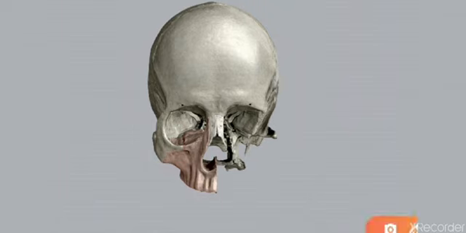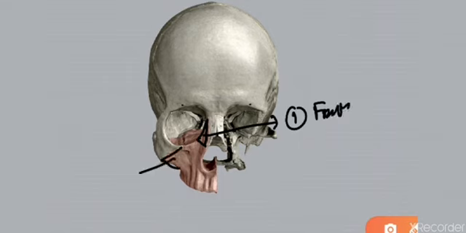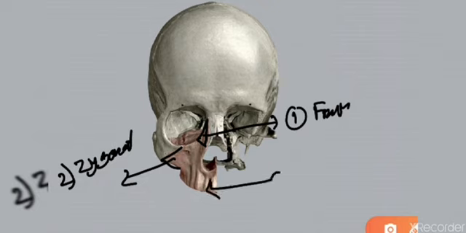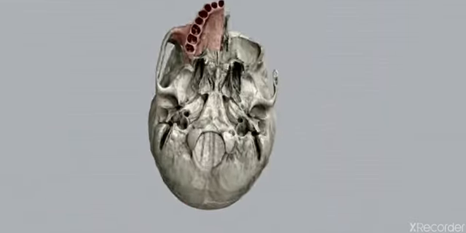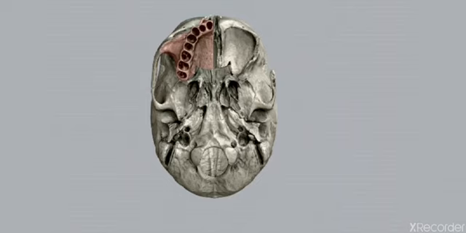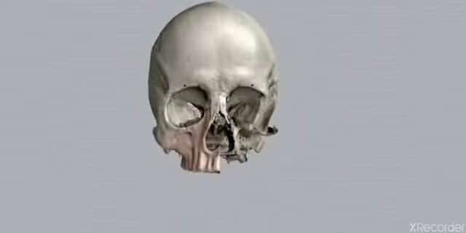Just a quick summary: 1 frontal, 2 zygomatic, 3 alveolar, 3 processes, and the last that will be seen from below, palatine process. So here it is, palatine. So 4 processes, clear? 1, 2, 3, 4. And what are the surfaces?